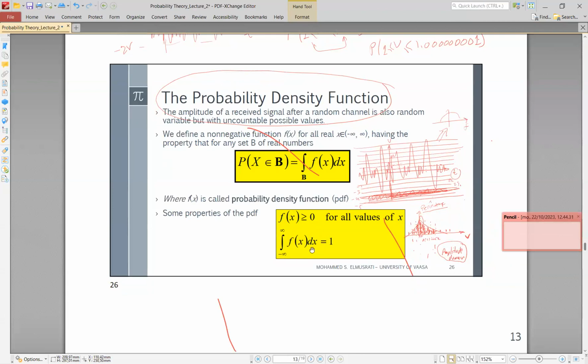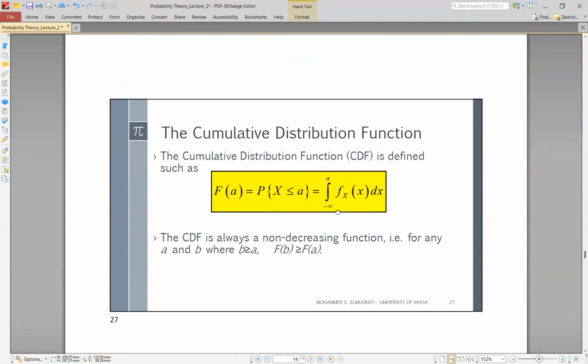Also, the total integration of f of x must be 1. This fits with the concept of the amplitude domain, because these are percentages, 1%, 2%, 5%, 9%, but the total should be 100%. So the integration of f of x dx must be equal to 1. We can also define the cumulative distribution function, CDF. It is also important. The CDF is defined as the probability that this random variable is less than or equal to a certain value a. This is defined as capital F of a, equal to the probability that x is less than or equal to a.